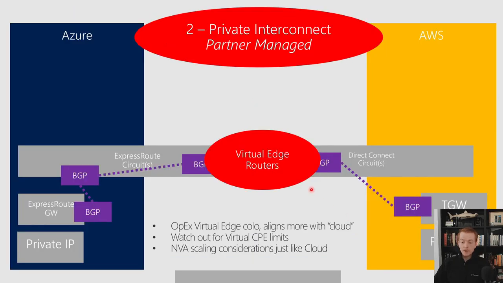The next option would be, well, what if I don't want to use my routers? I don't want to make that CapEx investment. Could I ask the same people that terminate my ExpressRoute and my Direct Connect, maybe someone like Equinix or Megaport, could they provide the glue in the middle? Could they stitch my private network interconnects together? And the answer is yes.